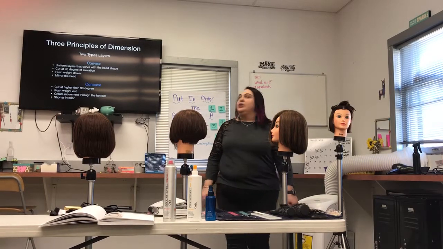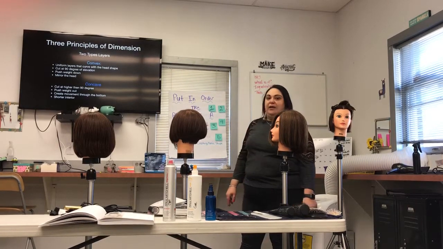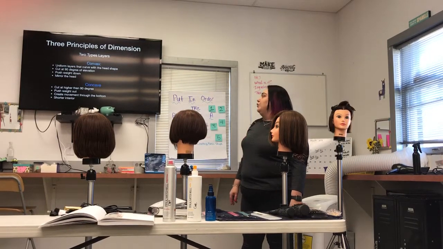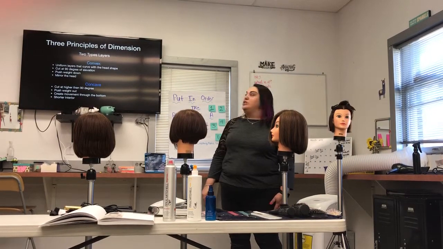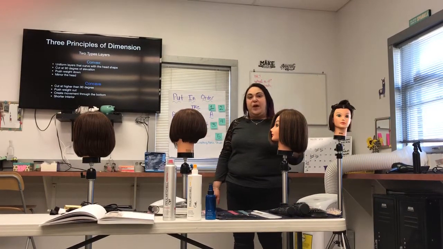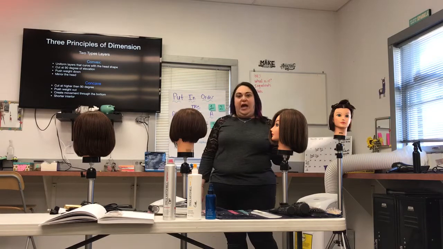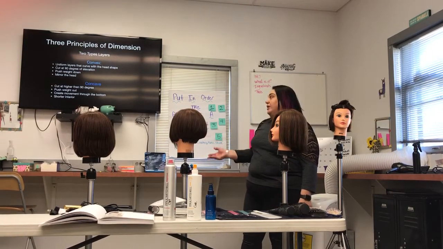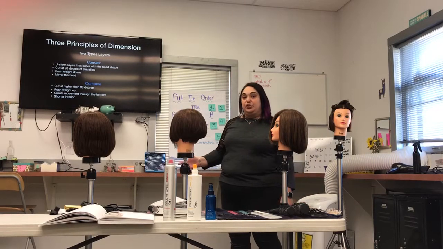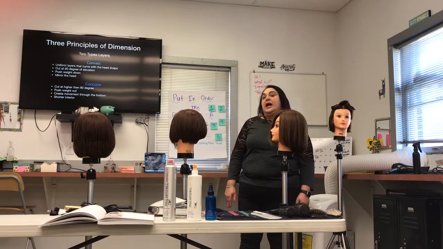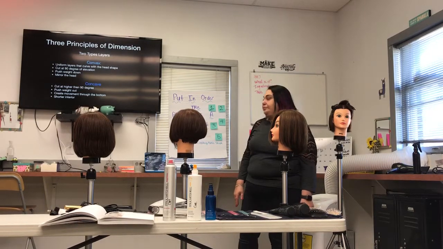So the next thing we're going to go over is two types of layers. We have convex and we have concave. It's a uniform of layers that curve from the head shape. It's cut at a 90-degree elevation. It pushes weight down and it mirrors the head. And that's convex. And concave is cut at higher than 90 degrees. It pushes weight out. It creates movement throughout the bottom, and it has a shorter interior.